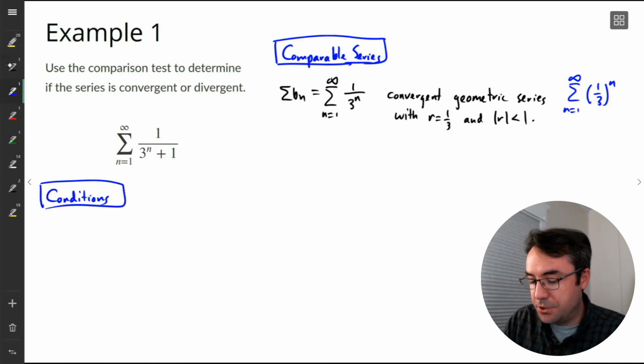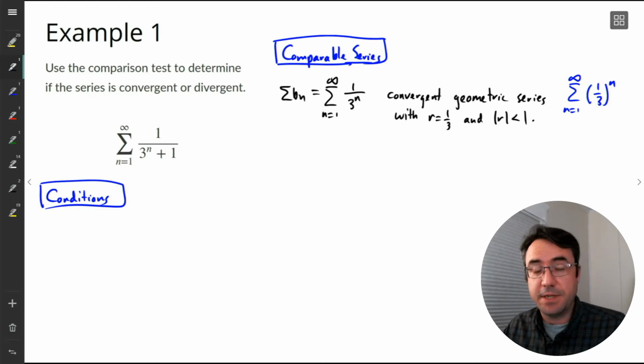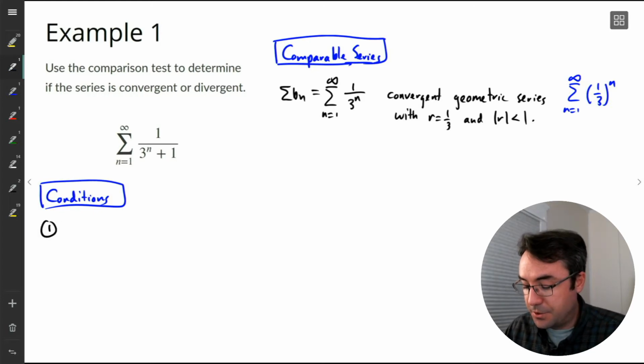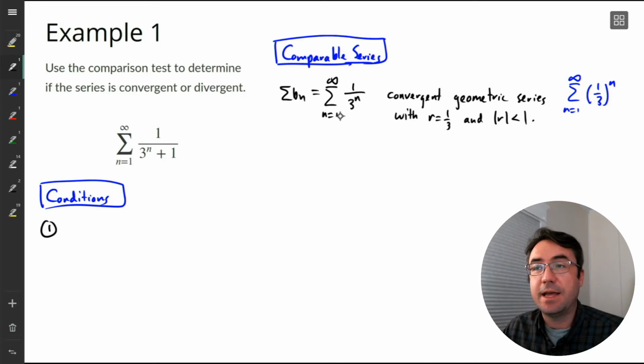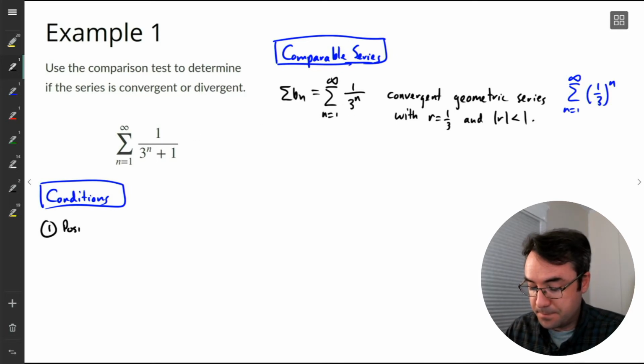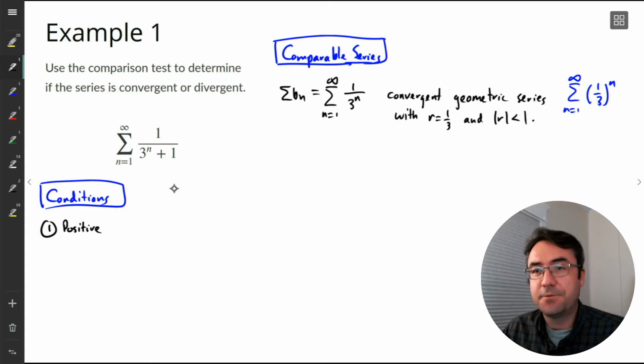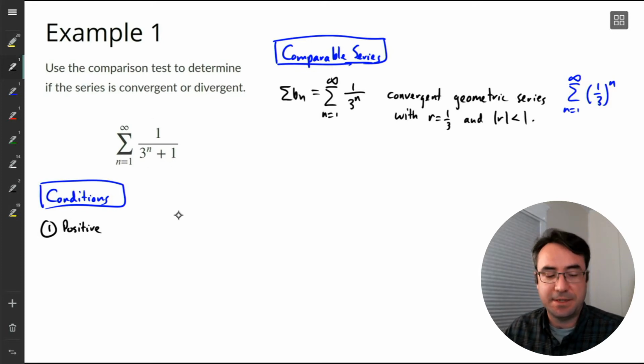So there's really two conditions for our comparison test. We need all of the terms in sigma an and sigma bn to be positive. So if we look at this, yeah, everything's positive. 3 to the n is positive. The 1 in the numerator is positive. When we divide two positive numbers, we get a positive. Over in sigma an, the term has this plus 1. Again, that's positive. So everything here is positive.